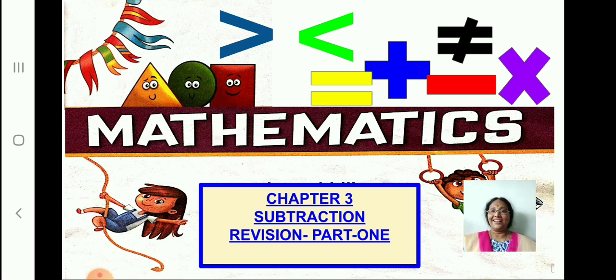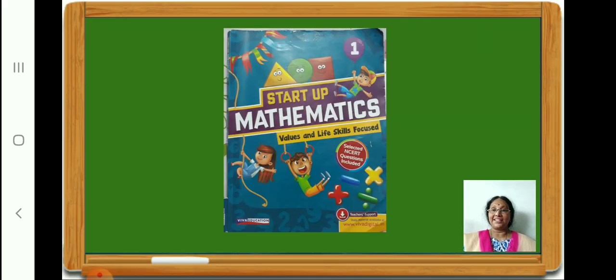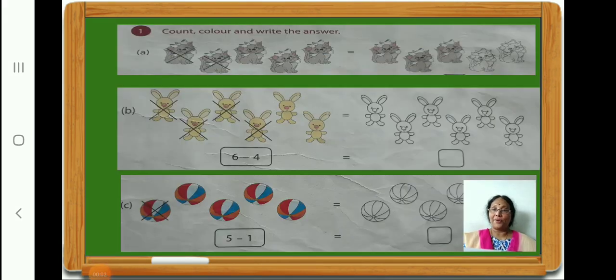Children, take out your mathematics textbook, eraser, pencil and your colors. Children, open chapter number 3 subtraction. Go to page number 45. Let us do question number 1. Count, color and write the answer.